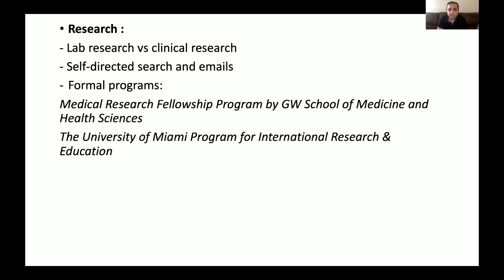Next is research. Research is another thing that can be added to your resume to maximize your chances. Now there are two kinds of research, lab research and clinical research. Lab research, as the name suggests, you work in the lab. You run some kind of tests like PCR, but you don't work with human subjects. Versus clinical research, where you do work with human subjects.